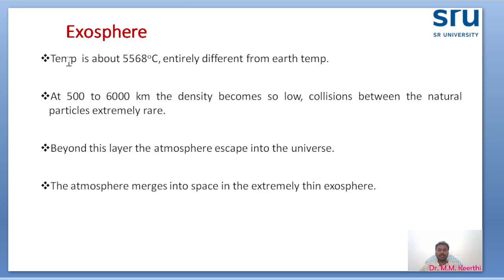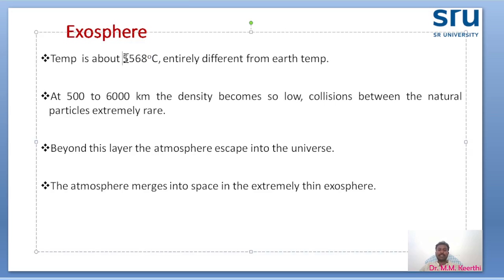Next, in this exosphere region, the temperature is around 5568 degrees Celsius, entirely different from the Earth's surface. At 500 to 6,000 kilometers, the density becomes very low. Collisions between the neutral particles are extremely rare. Beyond this layer, the atmosphere escapes into the universe, and the atmosphere merges into space through this exosphere region only.